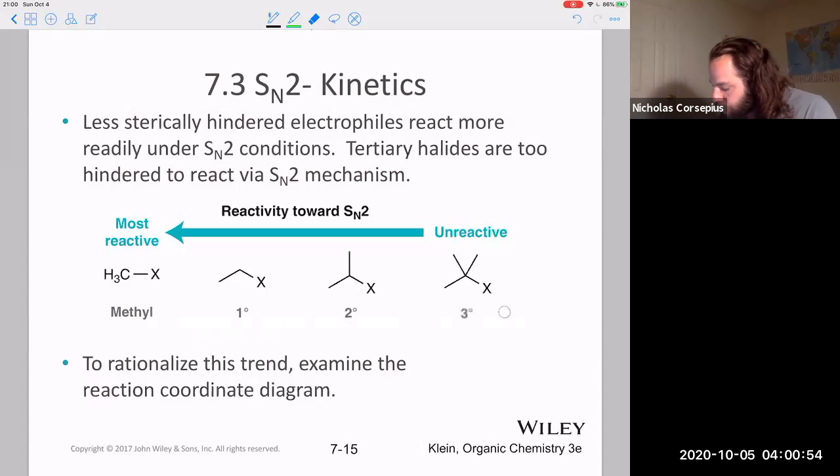As we go from primary to secondary to tertiary, all we have is more and more steric hindrance around that alpha carbon. So in terms of reactivity of SN2 reactions, tertiary are incredibly slow, to the point where we actually consider them to be unreactive in SN2 reactions. And then a secondary is much slower than a primary and much slower than a methyl.